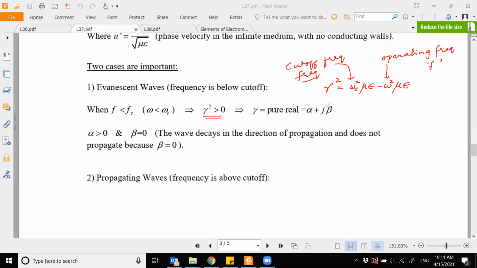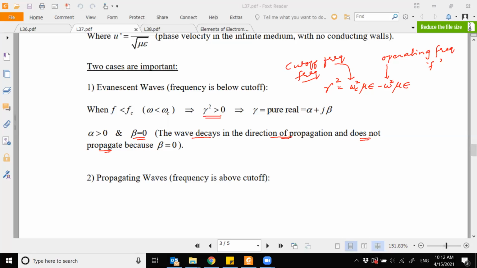Yes, Basil, can you tell me? If gamma becomes pure real, greater than 0, then since we know that gamma is equal to alpha plus j beta, what should I conclude, Basil? Beta is equal to 0. Yes. So in that case, alpha is not equal to 0, that is alpha is greater than 0, but my imaginary part is 0, that is beta is equal to 0. That means my phase constant is 0. And this is telling me that the wave decays in the direction of propagation and hence does not propagate.